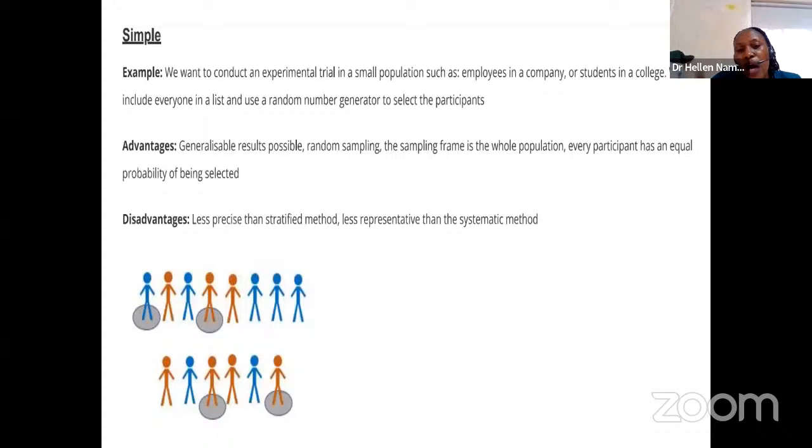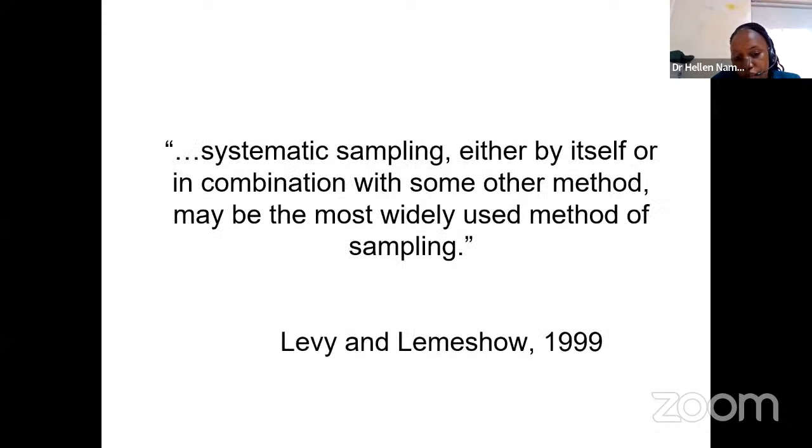And then we will see how we can compare it with other methods that can be used in the sampling procedure. We also have another type called systematic sampling. According to Levy and Lemeshow in 1999, systematic sampling, either by itself or in combination with some other method, may be the most widely used method of sampling.